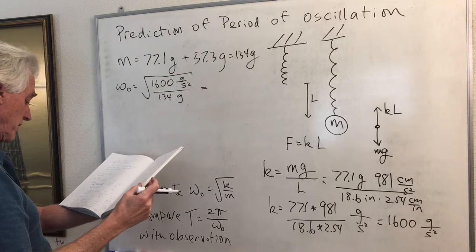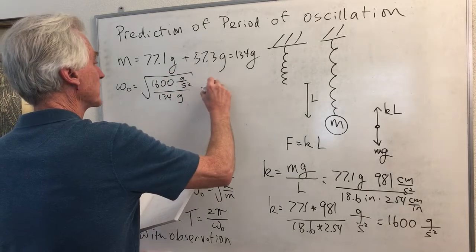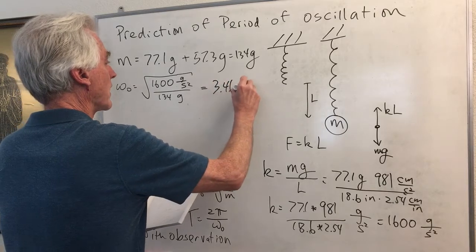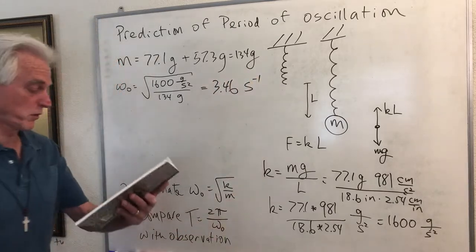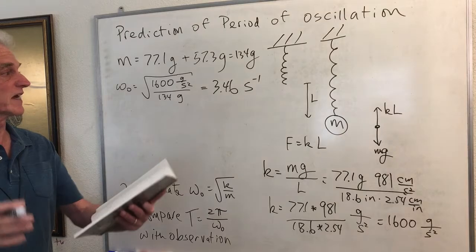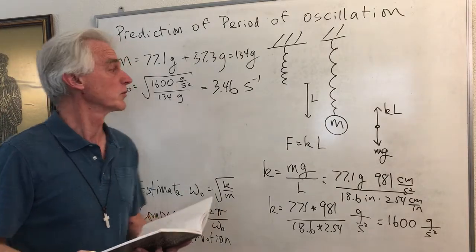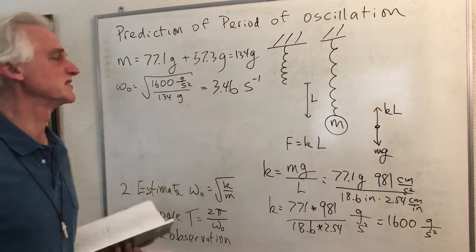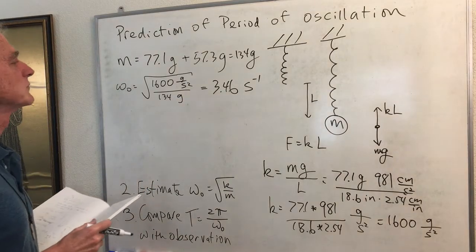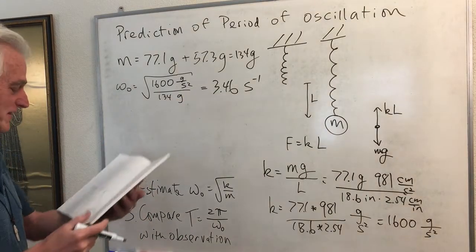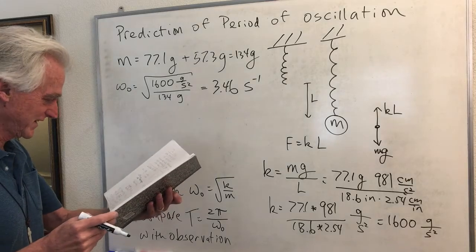So I end up with 3.46 second to the minus 1, or 3.46 inverse seconds, or 3.46 radians per second is what it really means. I'll be talking about the equations later. Okay. So you probably hear some other math in the background. I hope it's not too distracting.